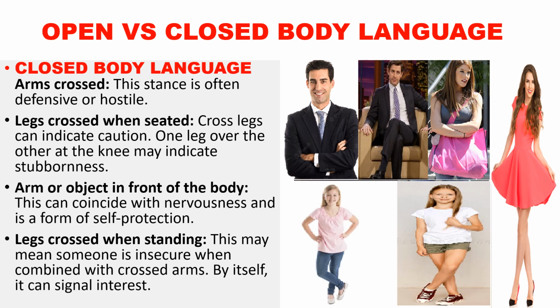Legs crossed when seated. Crossed legs indicate contention. One leg over the other at the knee may indicate stubbornness. Arm or object in front of the body. This coincides with nervousness and is a form of self-protection. The girl protects herself with the bag. The bag is the object in front of the body. So this is self-protection.